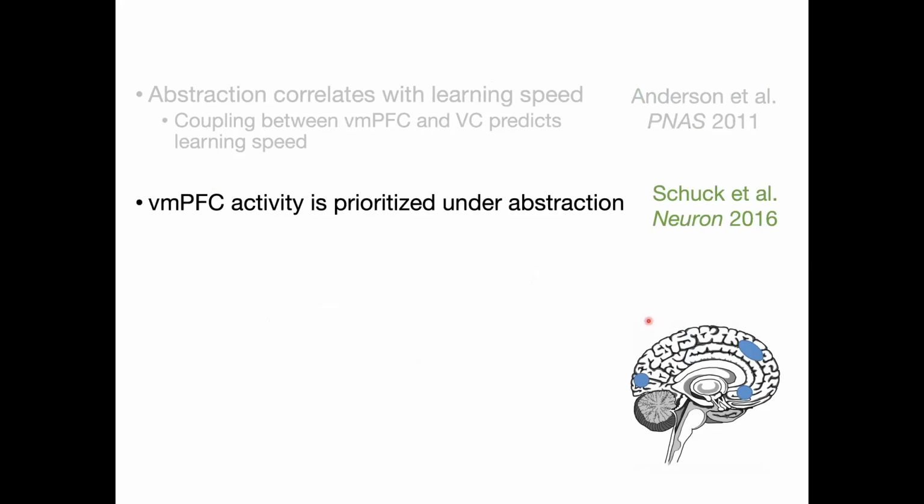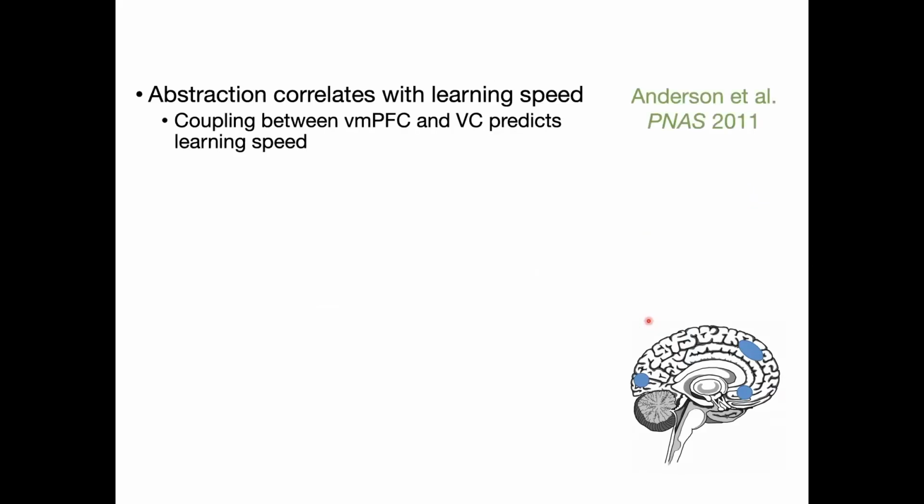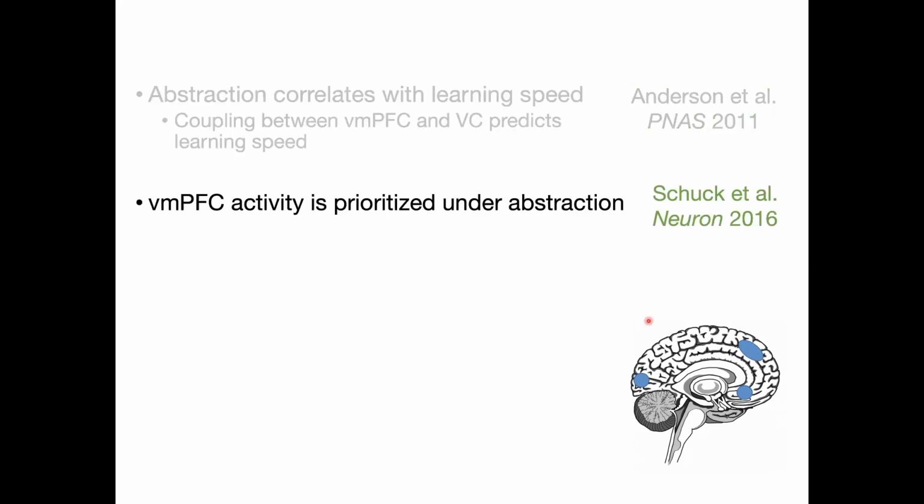So to summarize this point, abstraction correlates with the learning speed. And importantly, there is a neural correlate of this, which is the coupling between VMPFC and the visual cortex that clearly predicts this learning speed. This is in line also with previous work showing that value can control and bias the processing of sensory information. We see that VMPFC activity is prioritized under abstraction.